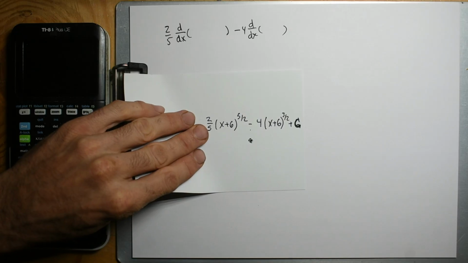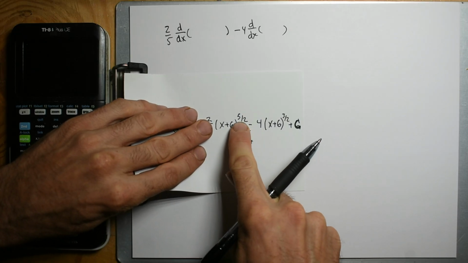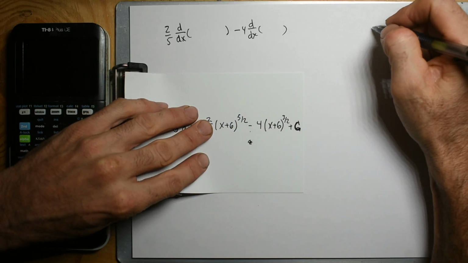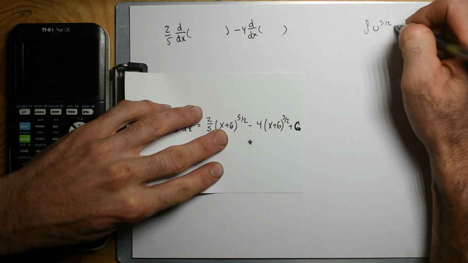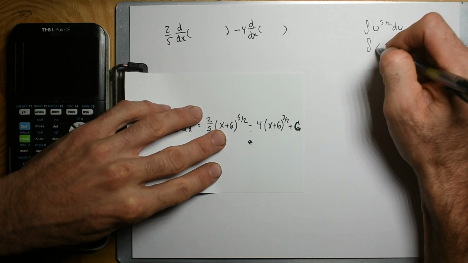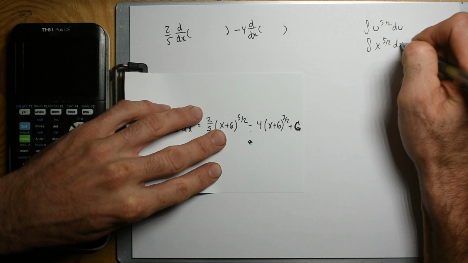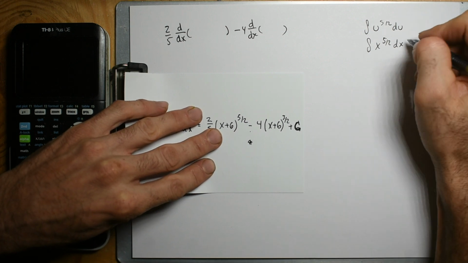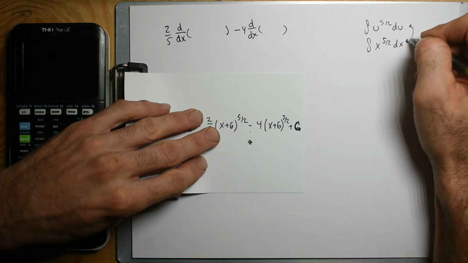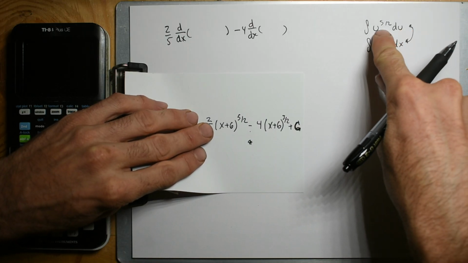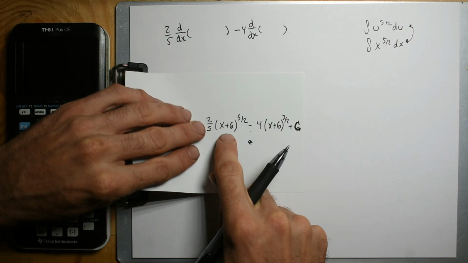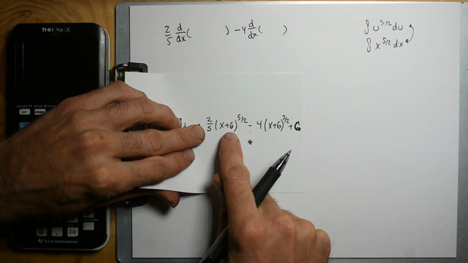I don't know what the derivative of this to a power is, but I do know the integral of u to the 5/2 du. I do know the integral of x to the 5/2 dx. And those would be the same things going on. But when we do u substitution, what do we have to do?